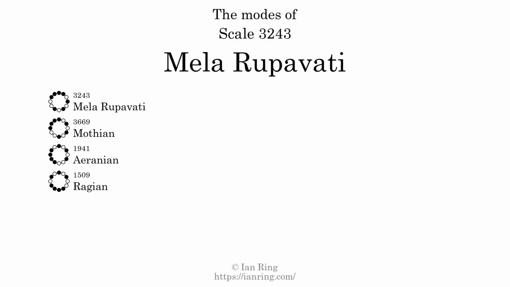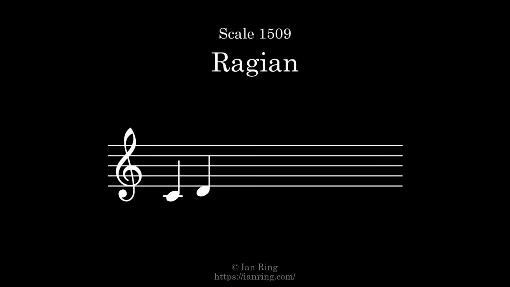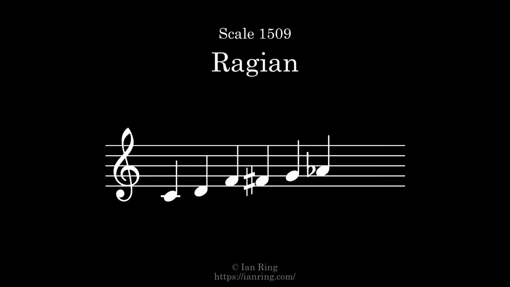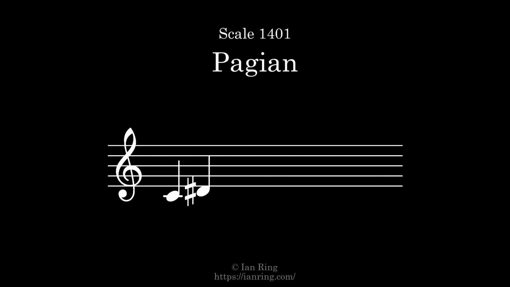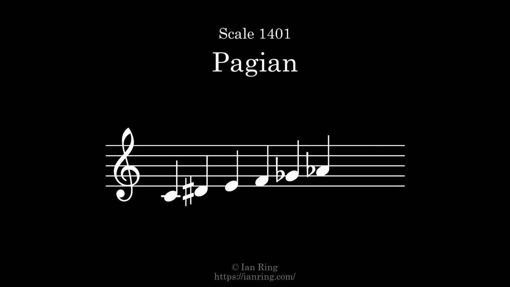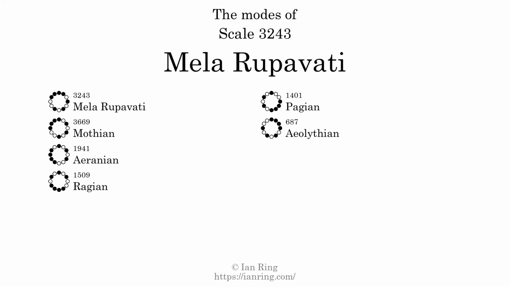The fourth mode is scale 1509, also known as Rajan. It sounds like this. The fifth mode is scale 1401, also known as Pagan. It sounds like this. The sixth mode is scale 687, also known as Eolithian. It sounds like this.